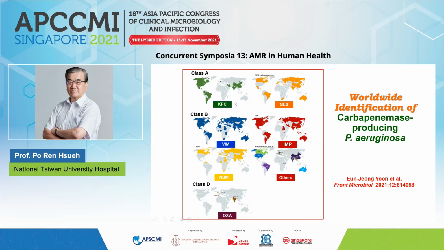So you can see here different regions have different problems. In our Asia Pacific region, we have the KPC problem in India and in China. China, India, and Australia have the GES problem. And VIM and IMP, these two carbapenemases, have a very high incidence in China, India, some of the Asian countries, and also in Australia.